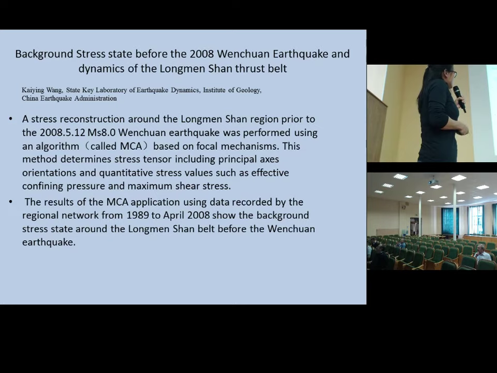The results of the application using data show the background stress state around the Wenchuan belt, because the Wenchuan earthquake happened in May 2008, and the data we collected are from 1989 to April 2008. So we can get the background stress state before the earthquake.